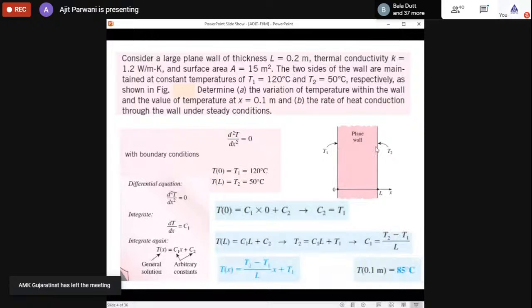This temperature is greater than this temperature, therefore the heat is transferred in this direction, the direction of x. So our aim is to determine the temperature distribution at each and every point.